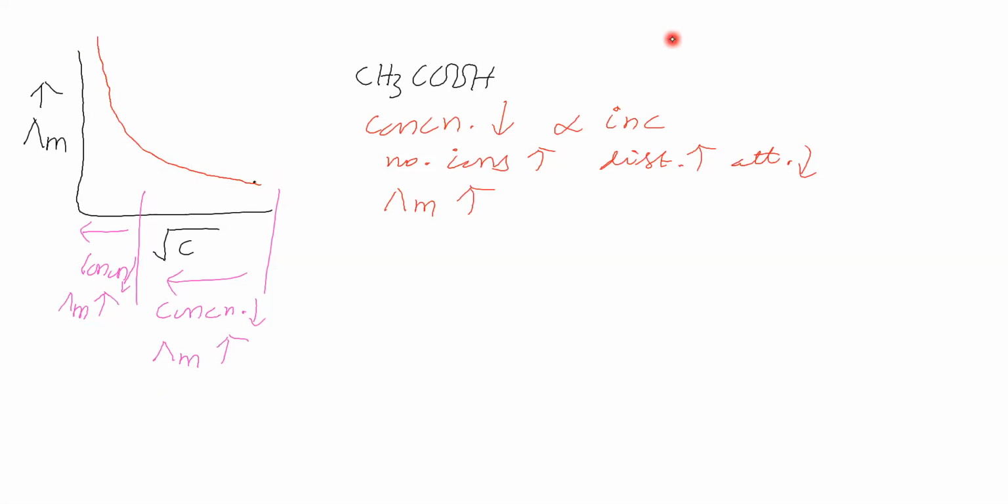That means here alpha increases, here also alpha increases, but the extent of increase of alpha is more here and less there. That's why lambda m is showing like this. The curve is showing like this.